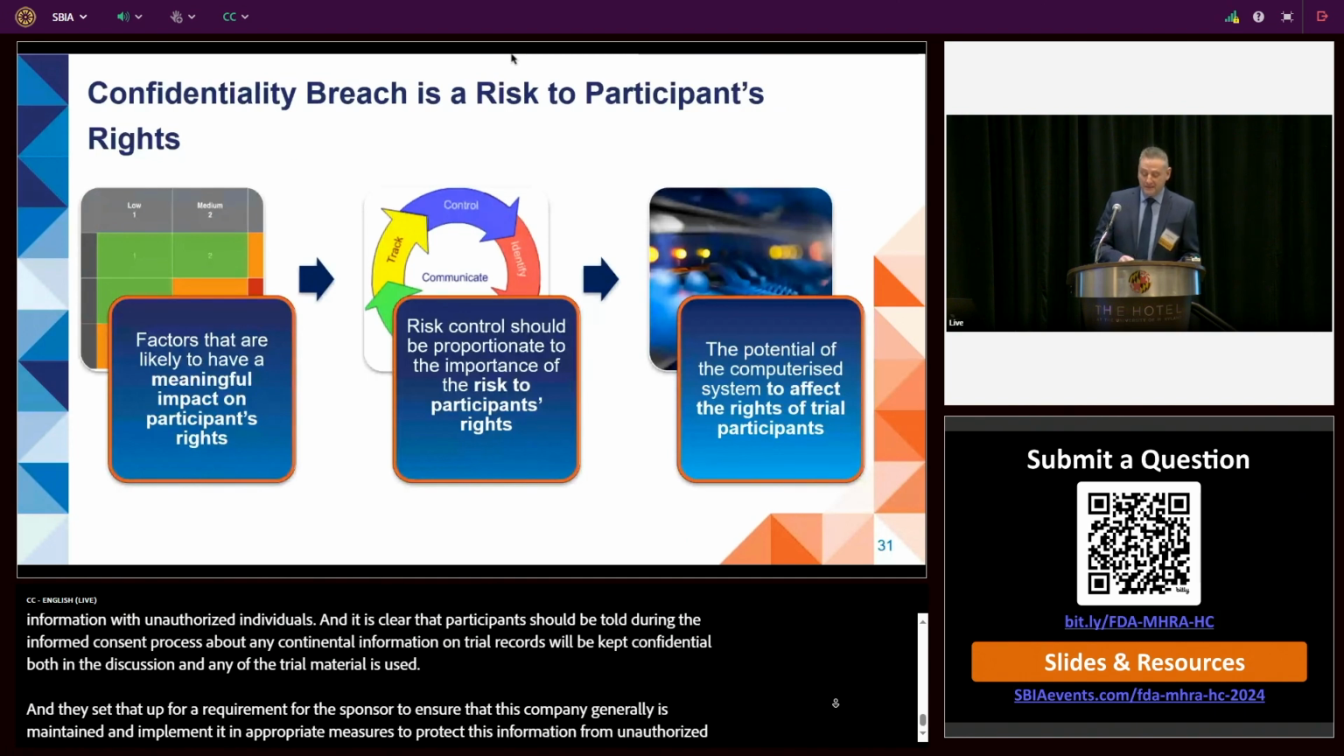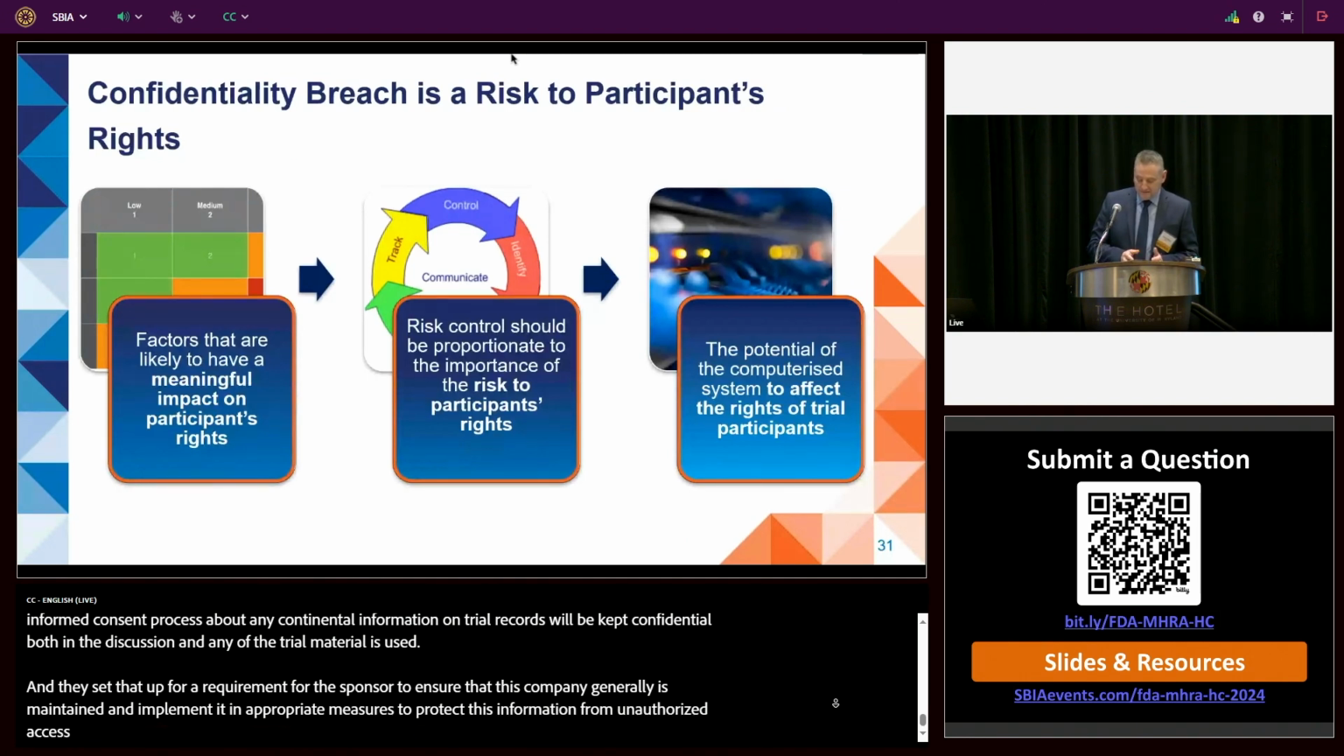Participants' confidentiality is a right, one of their rights, and therefore any factors in the trial design that could impact on these rights, resulting in a breach, need to be part of the risk assessment, and then controls need to be put in place to mitigate the risk.